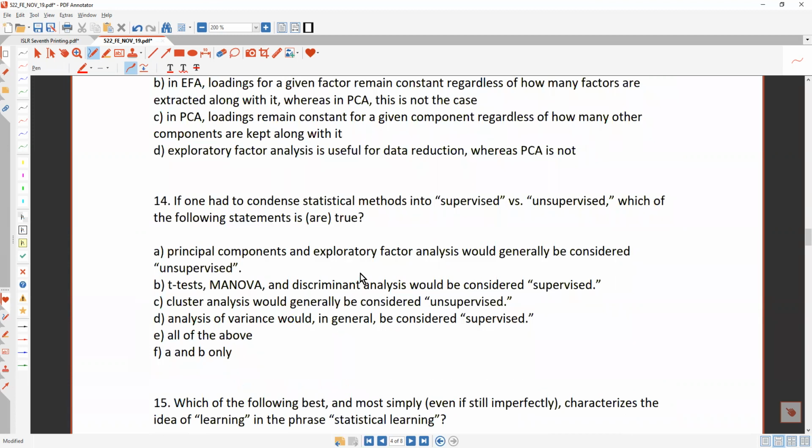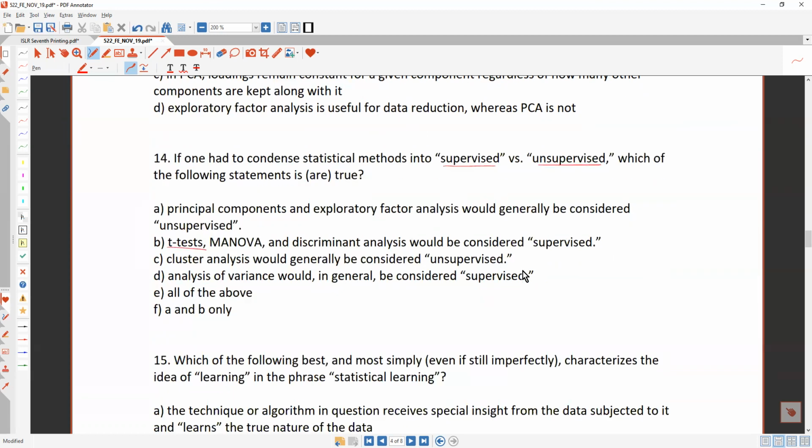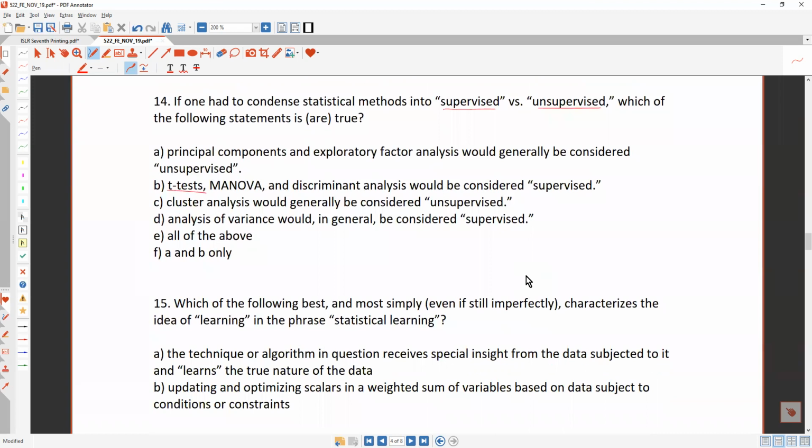Question on supervised versus unsupervised. Now remember, some of these things we've talked about, and some of them you may have to just think about, right? So when we think of something like a t-test, you're not really going to see it identified very much as supervised or unsupervised, but if you had to put it into one category or another, which one would it be? So some of these questions are asking you to reason through it a little bit, give your best answer based on what you've learned.